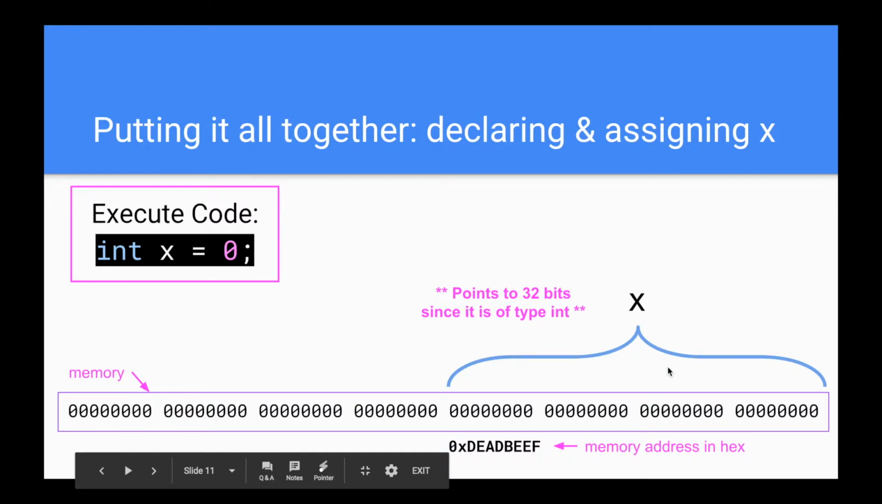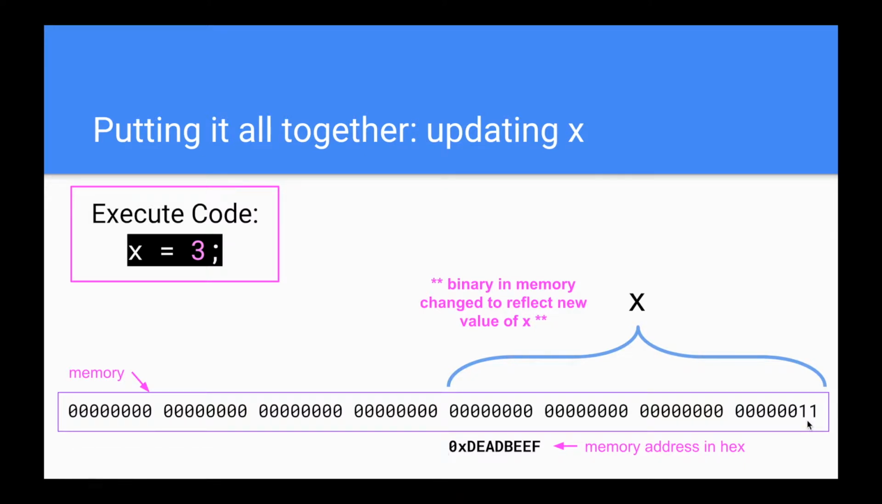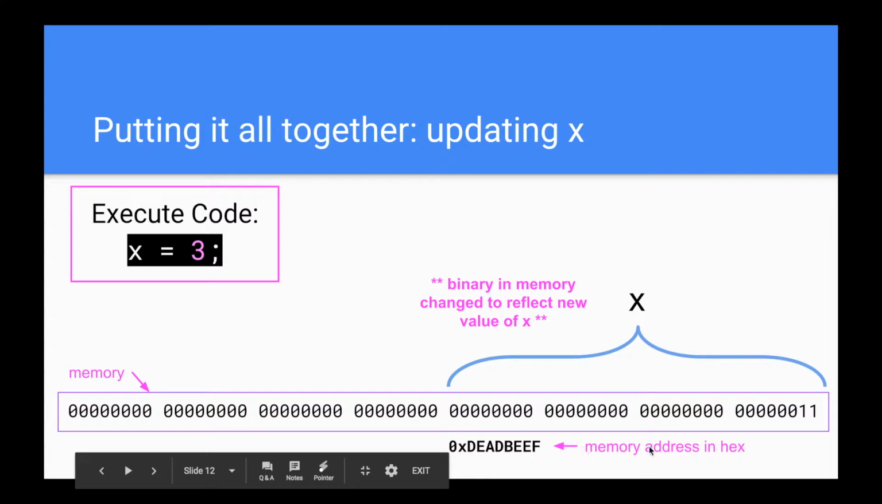And then if somebody executes x = 3, it updates what's in memory to match this 3. So this is 3 in binary. And there's a tutorial later on this playlist that explains exactly how binary and hexadecimal both work. But now this is what x is according to the computer.